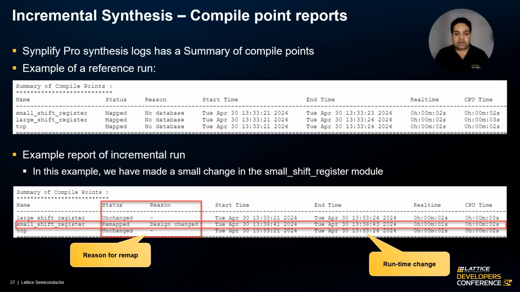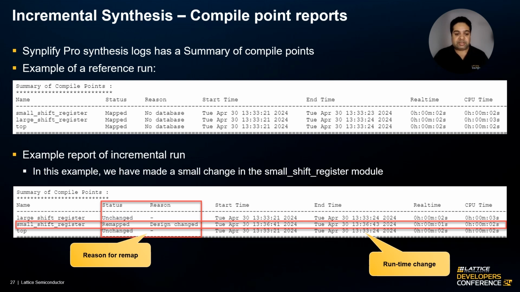Now let's look at the compile point reports. When you're using Simplify Pro synthesis, the Simplify Pro synthesis log has a summary of compile points. An example of a reference run can be found in the first image. As you can see, the summary of compile points lists the name of the instance, the status of the instance, the reason for the change, and its start time, end time, and real time.